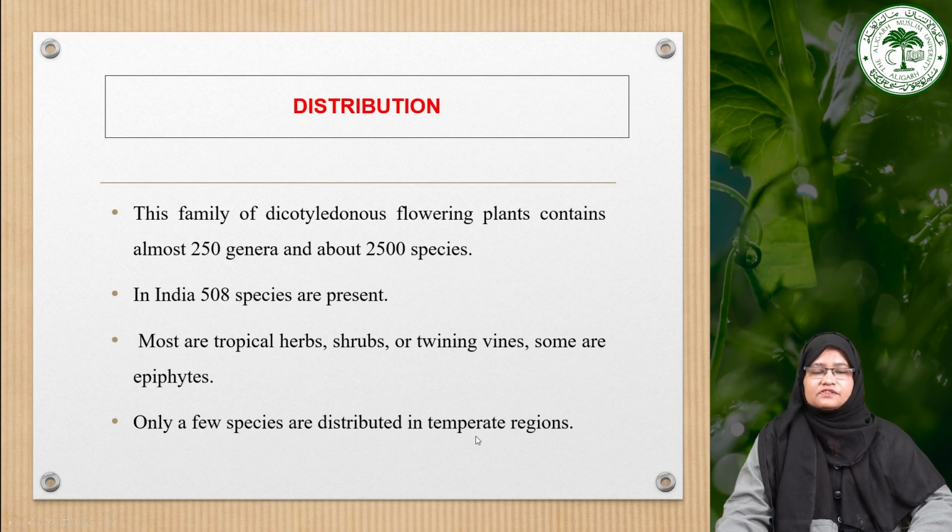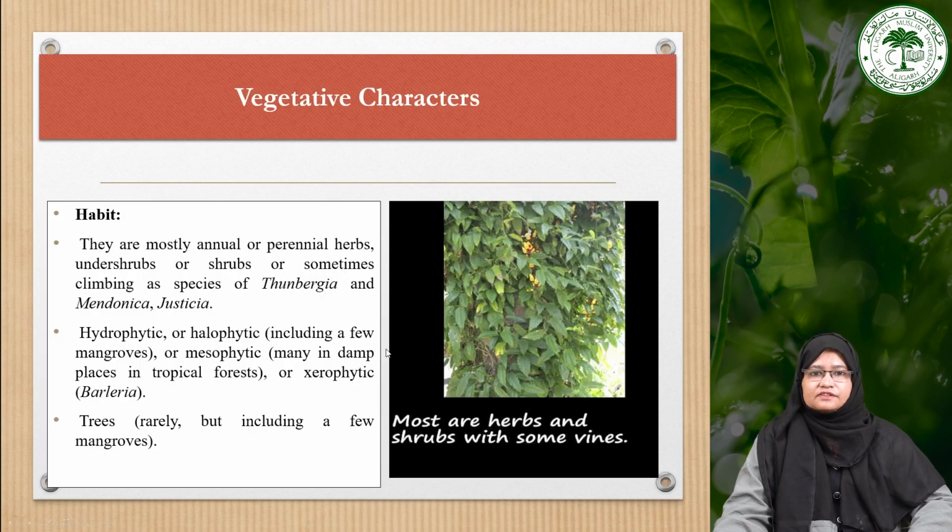Now moving towards the vegetative characteristics of this particular family. First, habit. As we have seen earlier, the plants of this family grow in damp places in tropical forests, and they are also represented by xerophytic plants, as in the case of Barleria, and trees are rare, but are included in some mangrove species.